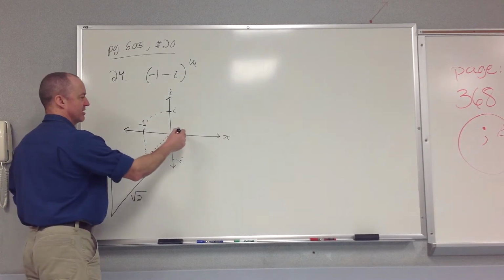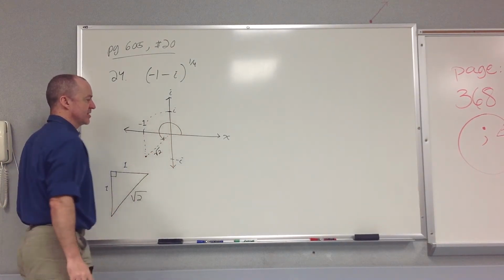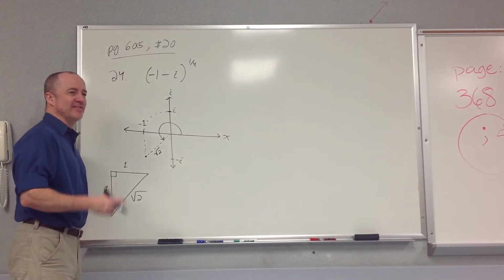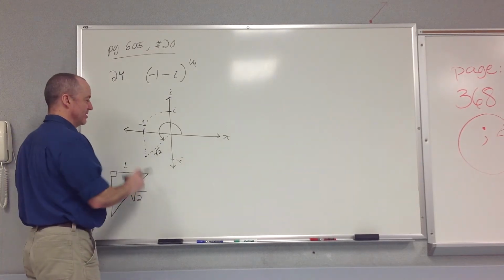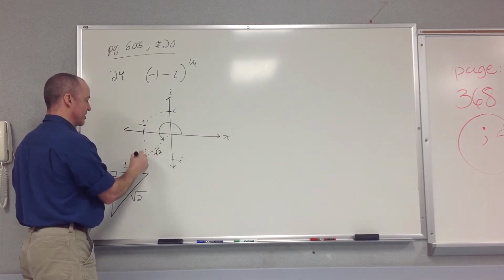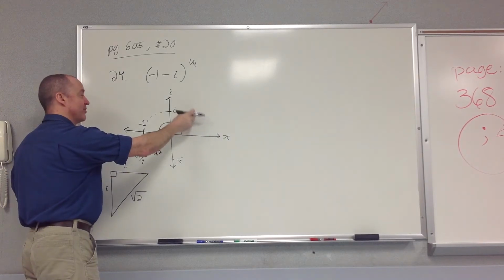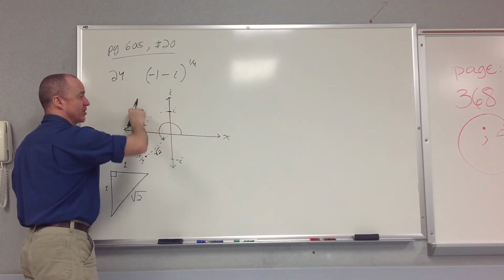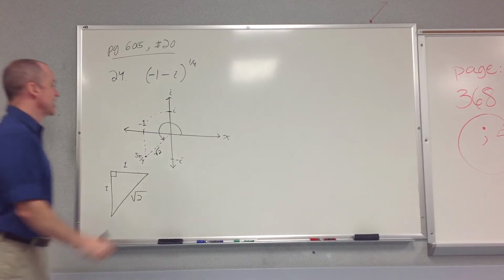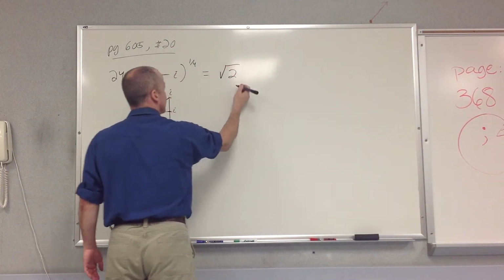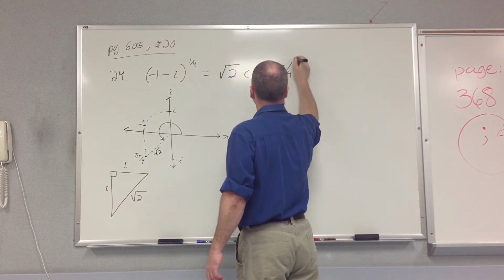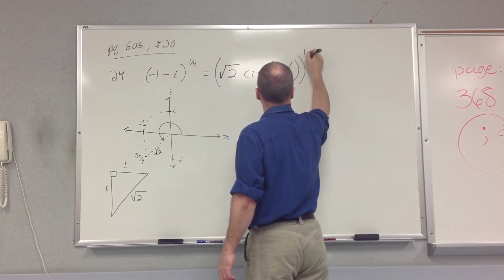What angle is this? What standard angle is that in radians? It's not as fun as degrees. 5 pi over 4. That's correct. Pi over 4 is 45 degrees, 3 pi over 4 is your 45-degree reference angle in quadrant 2, and 5 pi over 4 is your 45-degree reference angle in quadrant 3. So what we're looking at here is positive square root of 2, positive distance from the origin, cis 5 pi over 4. And that was all to the 1/4 power.